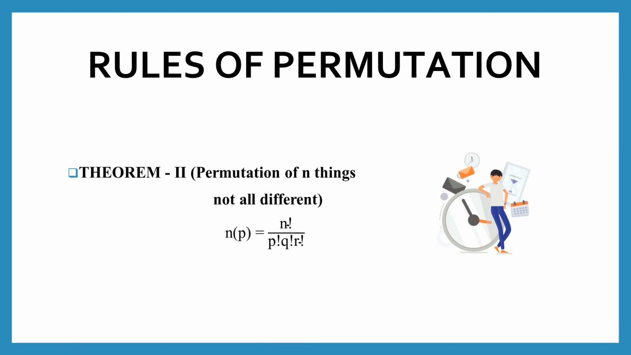Now, theorem second. Permutations of n things not all different. The number of permutations of n things taken all at a time, of which p things are alike, q things are alike, r things are alike, and the rest are all different, is given by this formula.